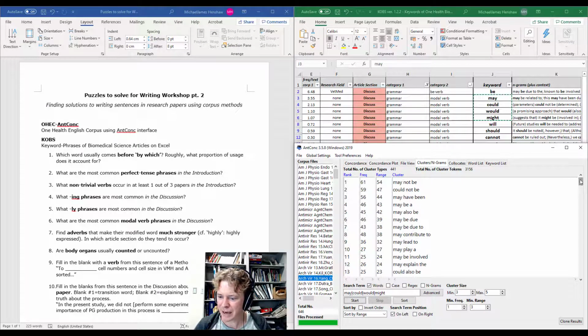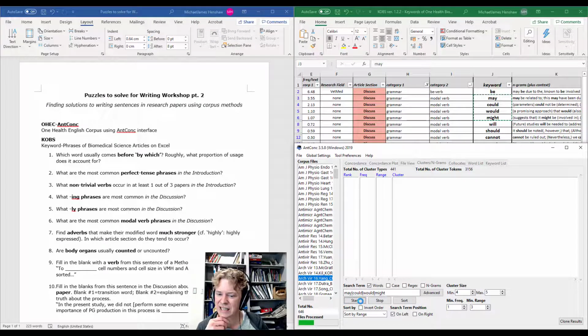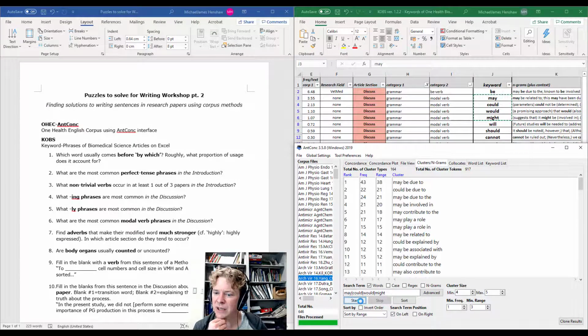I think it might be easier just to raise the minimum because we have enough range. There's enough data to increase that cluster size and look for something interesting. Maybe due to, could be due to. What's the difference? Which one's stronger? Are they the same? If you really wanted to know, why don't you click on those and read through them?